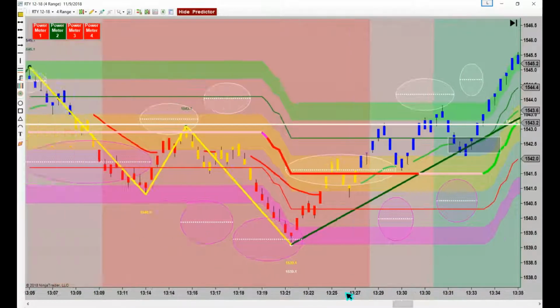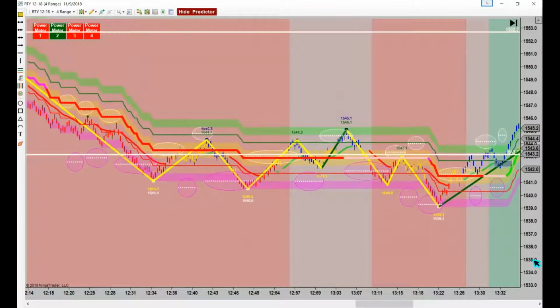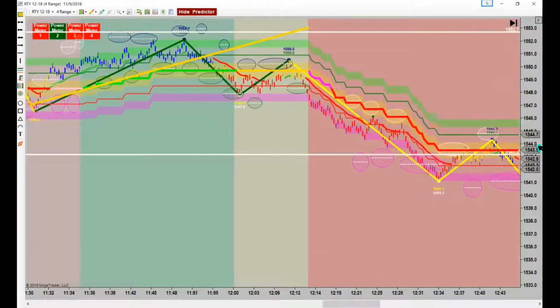And how did we know this was for sure a trend change on this side? Is because it was actually taking out the left-hand swing. All the way along these other areas, it never took out that left-hand swing.